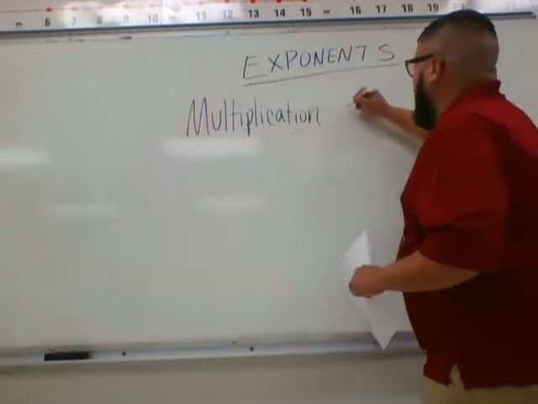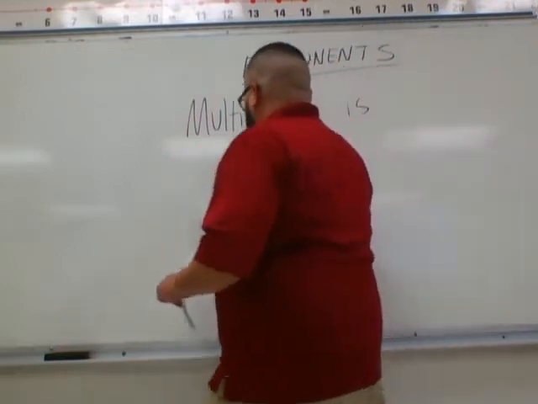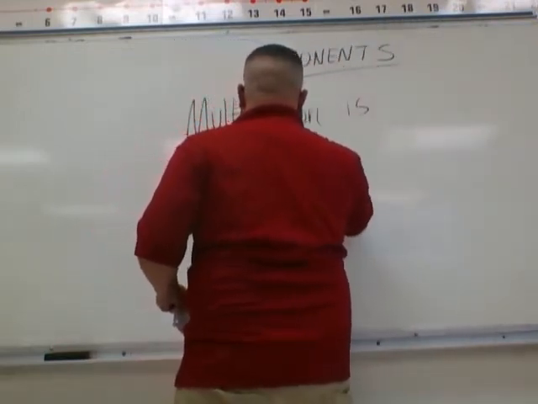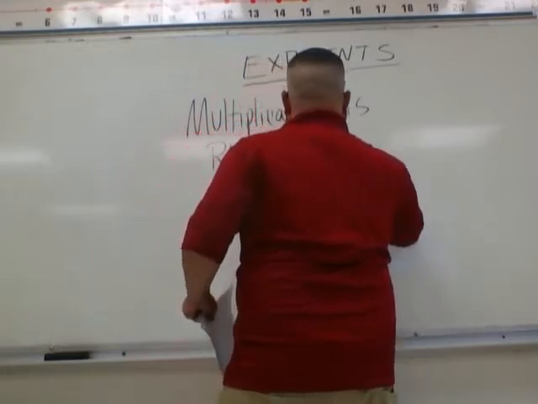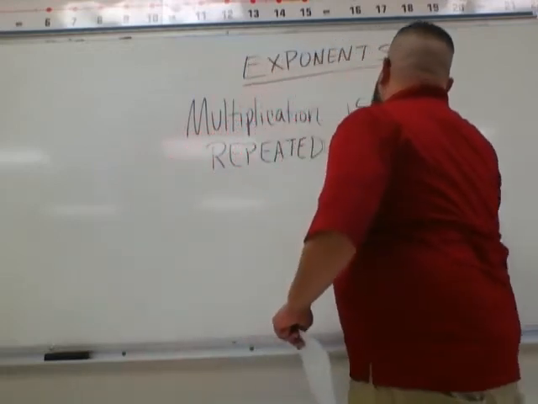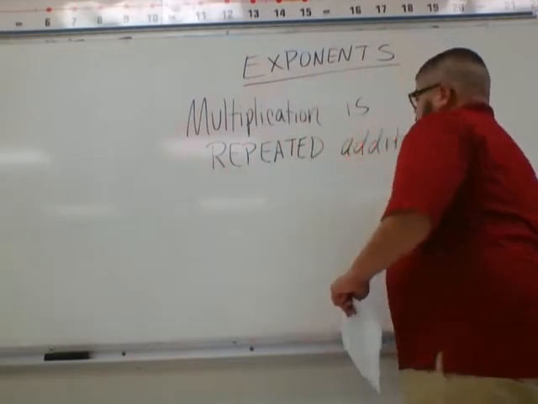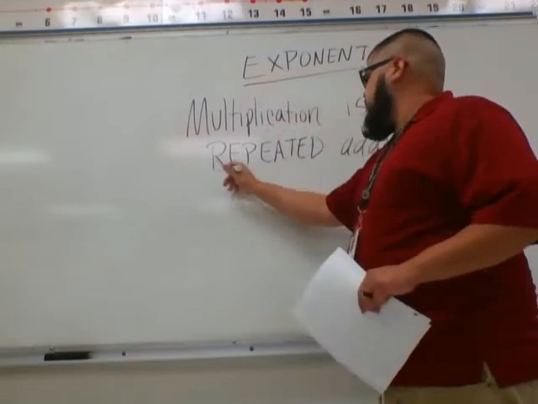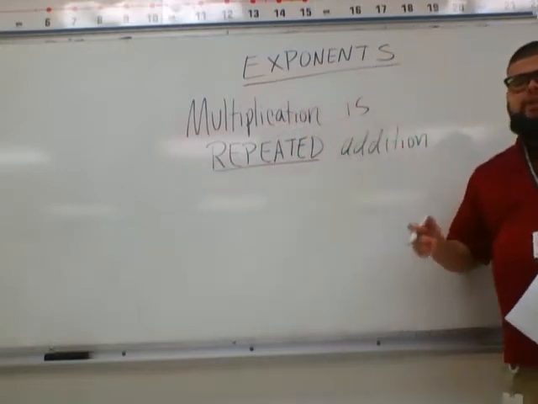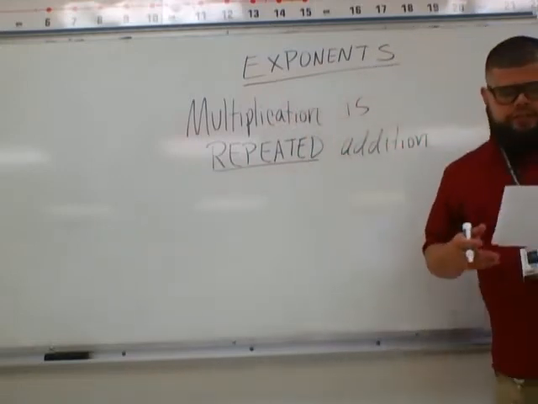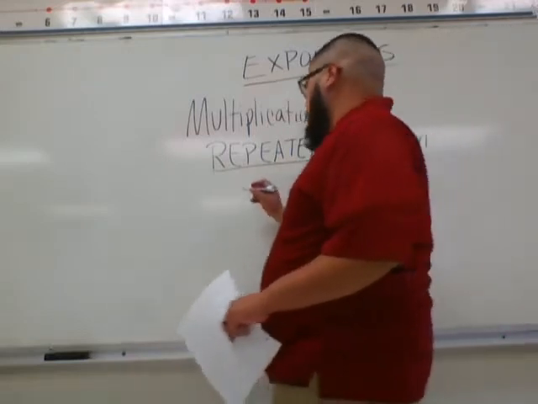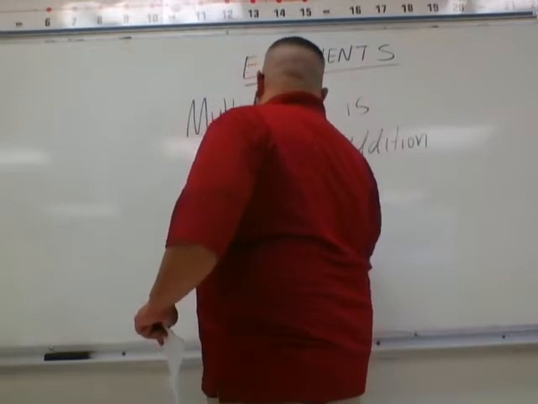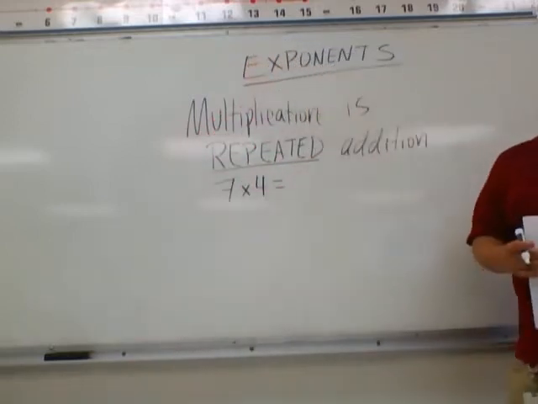Multiplication is repeated addition. Okay? That's what multiplication is. Multiplication is repeated addition. That means over and over again addition. So let's start off with this example. We have 7 times 4.